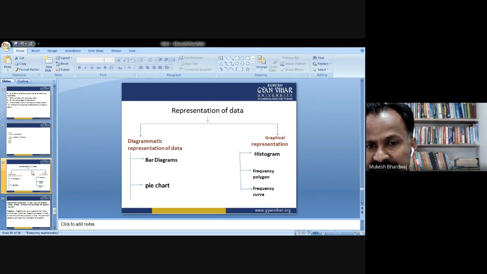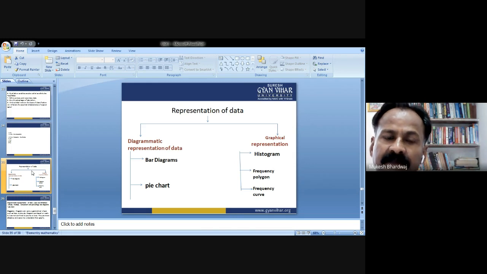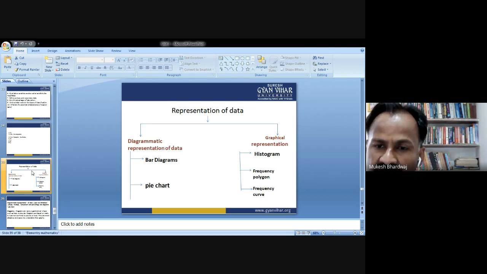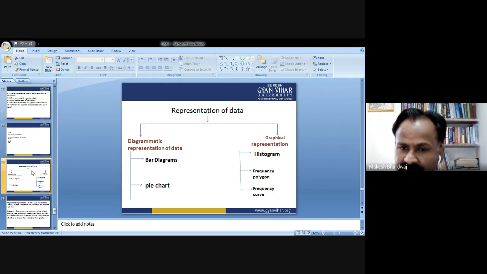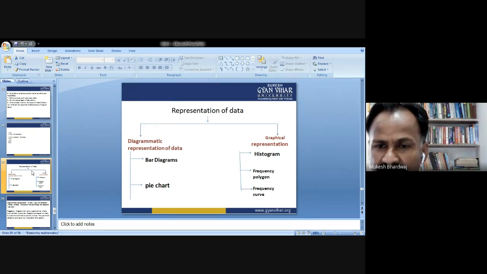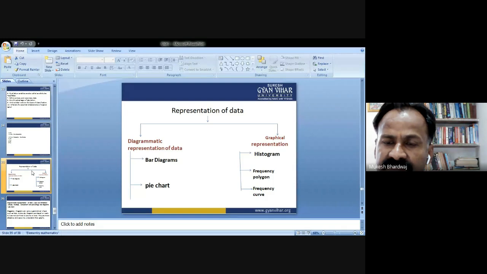So diagrammatic representation of data is in the form of diagrams, whereas graphical representation is in the form of graphs. Various forms of graph are to be produced. The types are histogram, frequency polygon, frequency curve. So these are the basic methods for representation of data. So this is all for today's class. Just wait a minute.